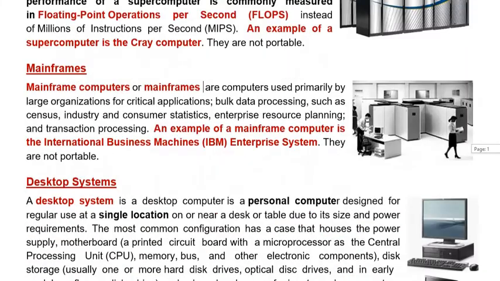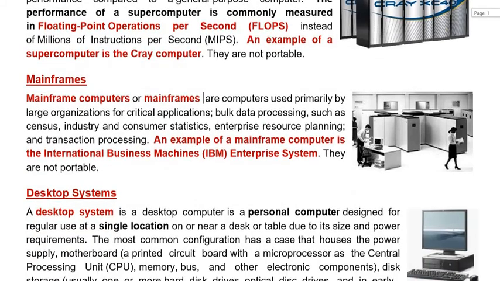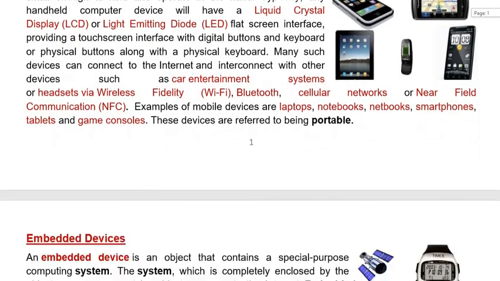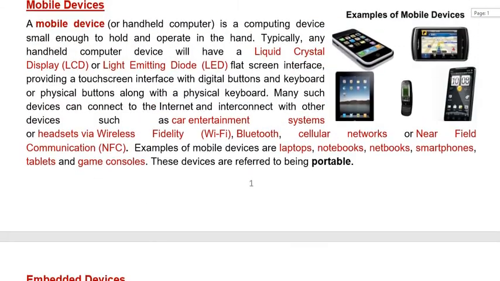So that's the end of section 2, in which we looked at the major types of computer systems. We have the supercomputer, we have mainframes, we have desktop systems, we have mobile devices, and we have embedded devices, and we also looked at some examples.